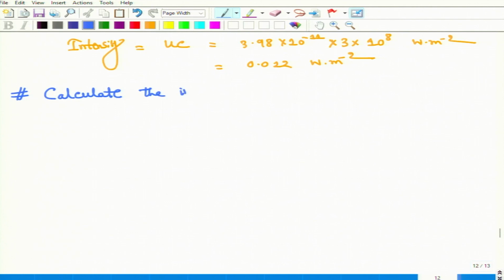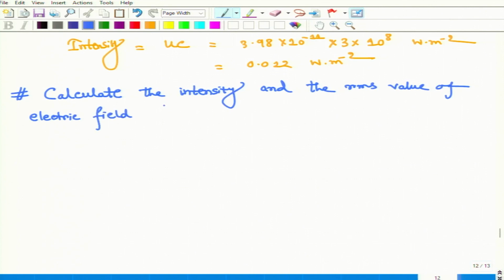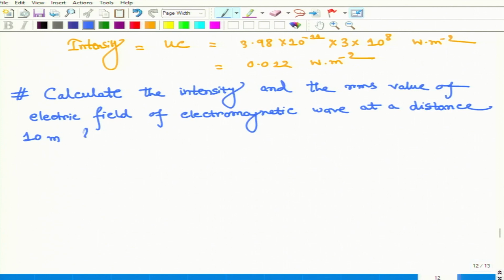Calculate the intensity. This problem I have written in the last class, but we did not solve because we were not aware of the intensity formula and these things. So that's why I left that problem in that class, but in this class we will do that. The RMS value of electric field at a distance 10 meter from a 100 watt electric bulb. Wow, good question.